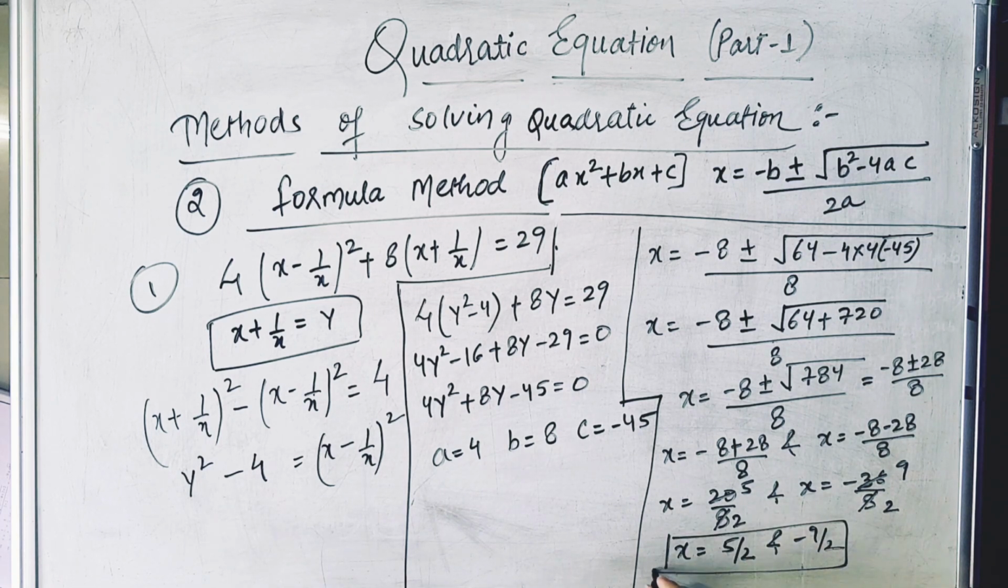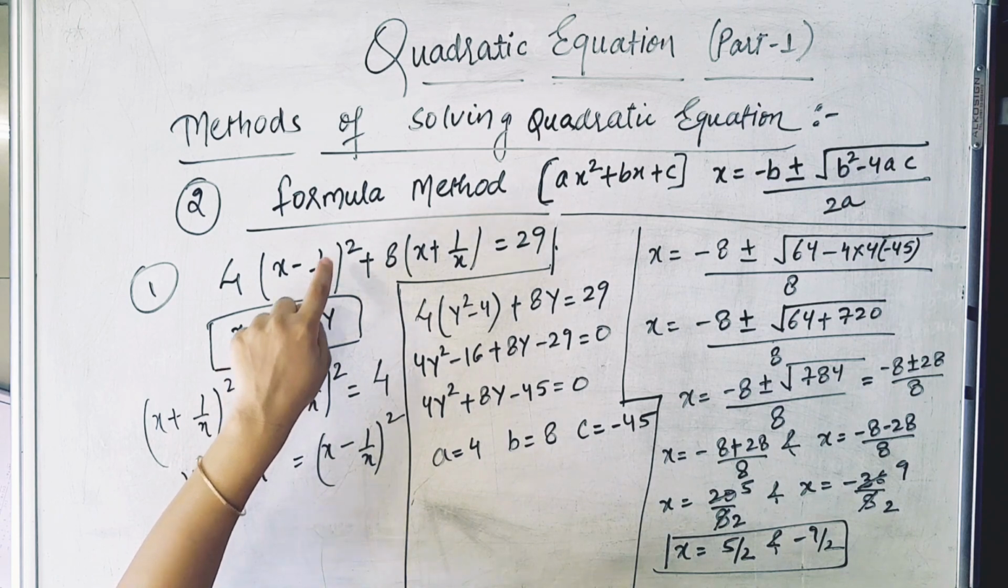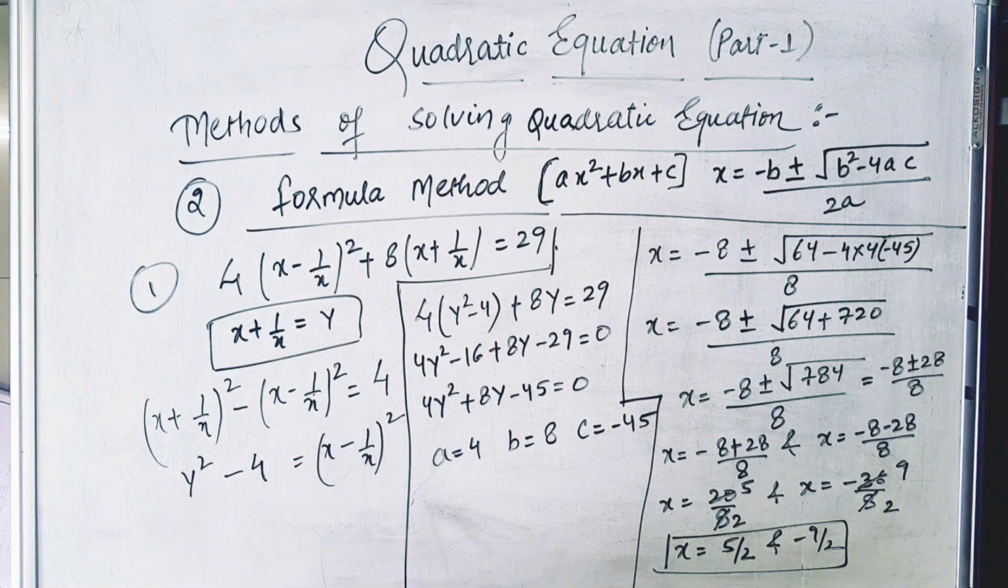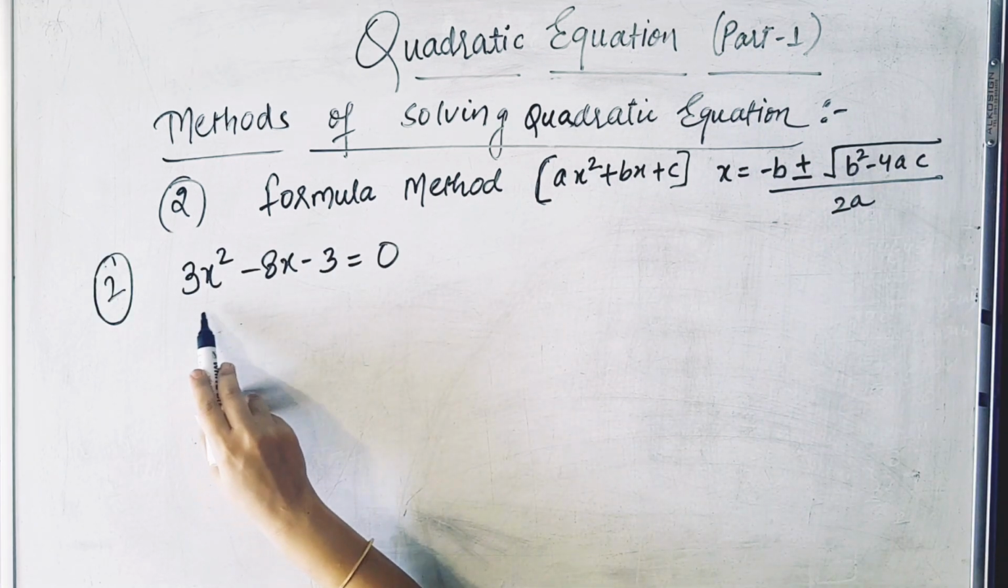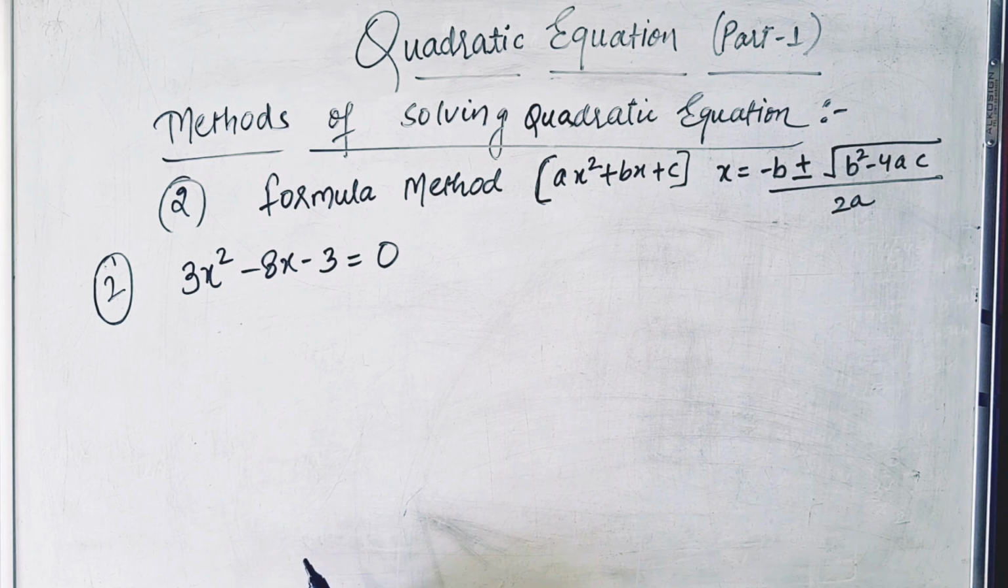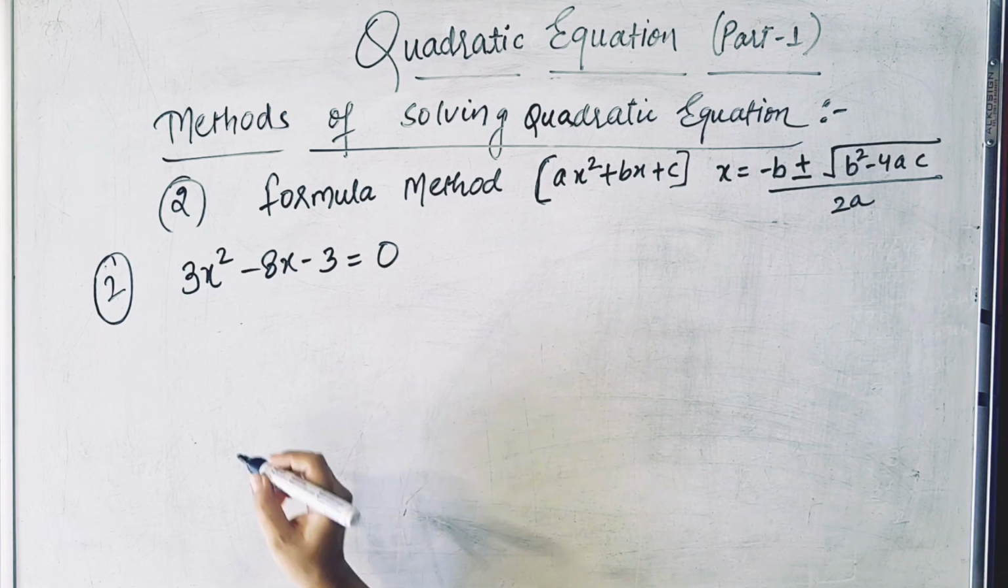The same question we can solve with the help of factorization method also. And this is the formula method which we have discussed. See, this question was a little bit complicated, (x minus 1 by x) whole square. There are simple questions also which can be solved by this method. Now the question is 3x square minus 8x minus 3. This is a simple quadratic equation we can see over here. We'll solve this question again by formula method only.